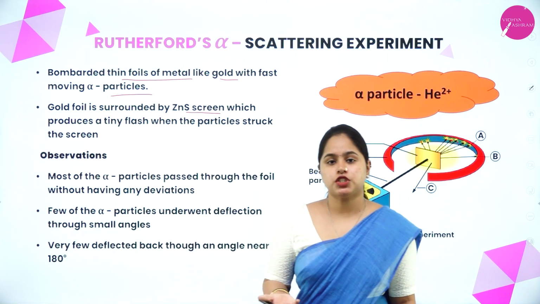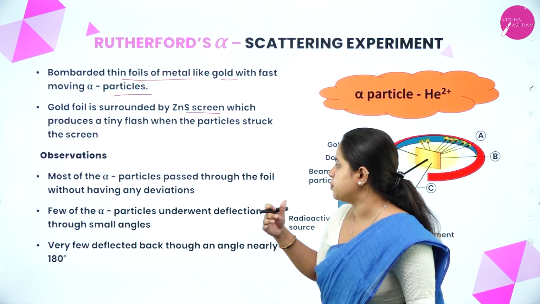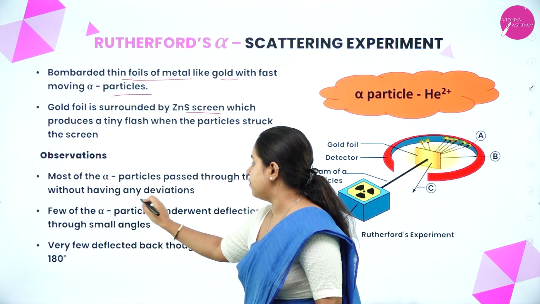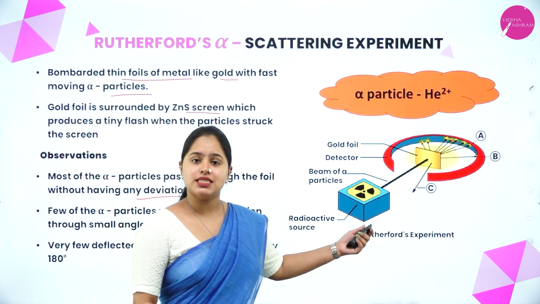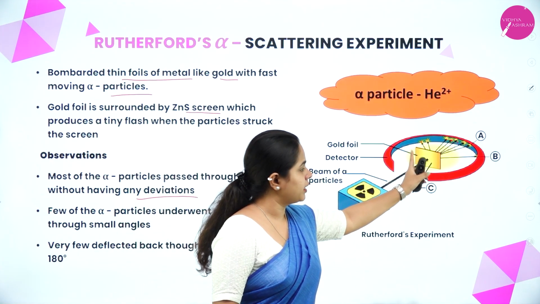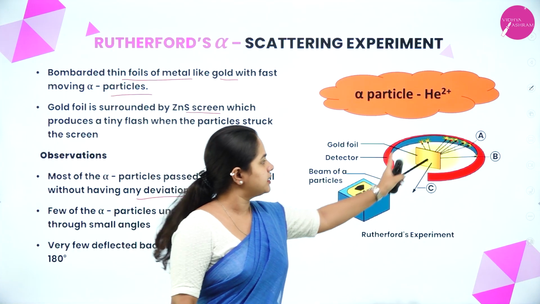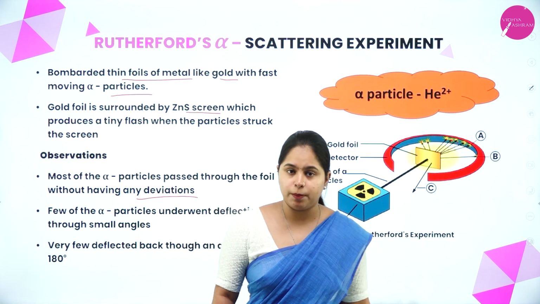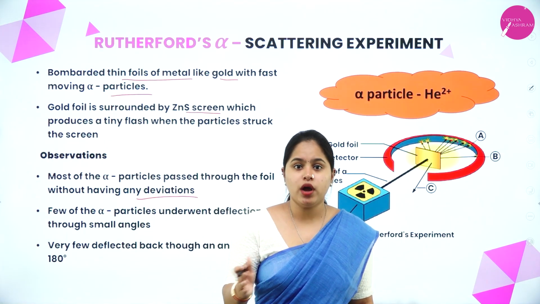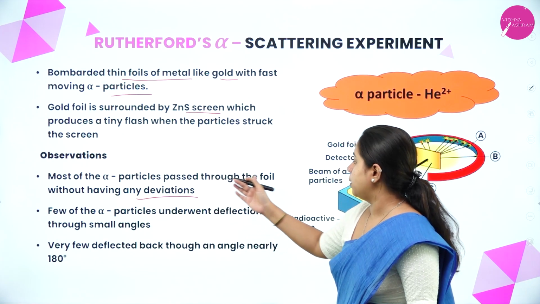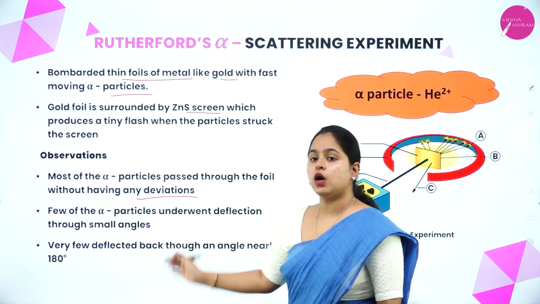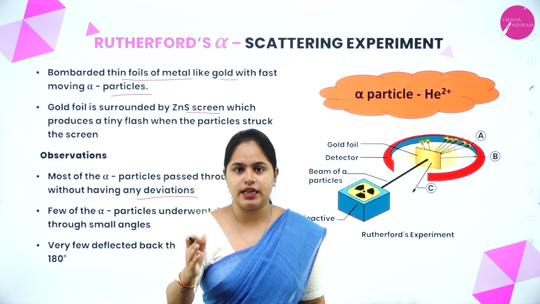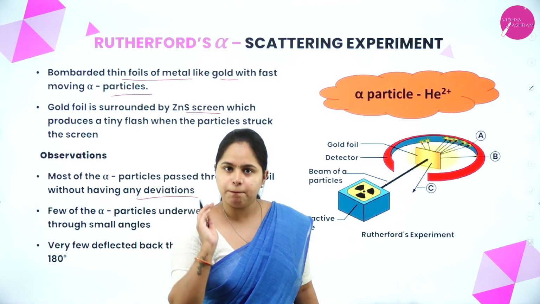What were the observations that he was able to make from this experiment? Most of the alpha particles passed through the foil without any deviations. As I said, once the alpha particles touch the gold foil, they start deviating, but what he observed was that most of the alpha particles did not show any deviations. They passed through the gold foil in the same path.